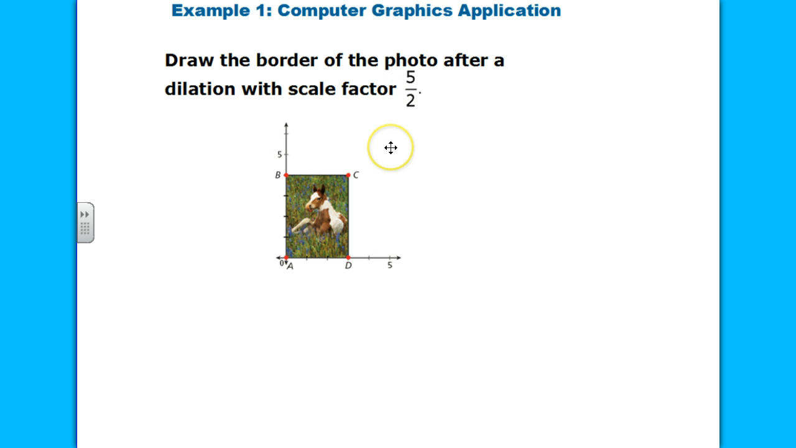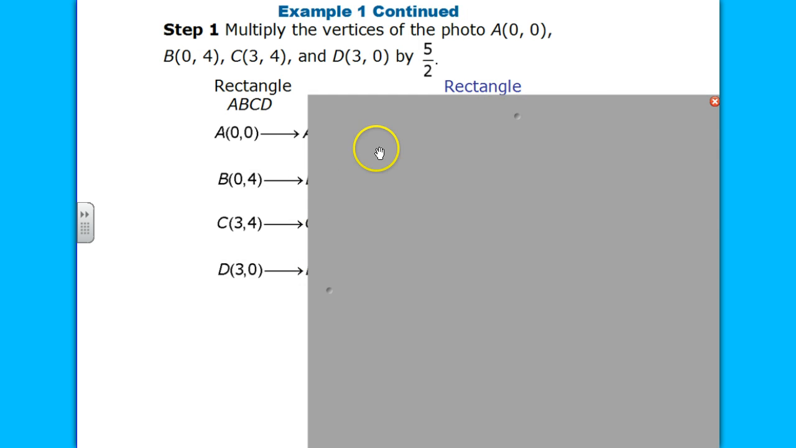So how would you do it? Don't look ahead. Think, use your brain. What would you do? Michael? Multiply. Right, multiply each point. So you're going to have to name these vertices and then just multiply each of those values in the ordered pairs by 5 halves. So that's what we see on the next slide. Here is the original rectangle.